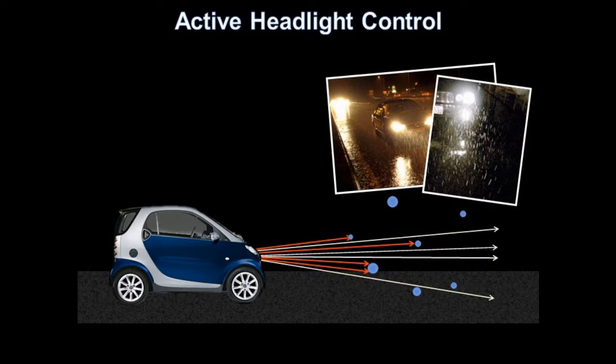However, if we can determine the rays that are illuminating only drops, we can momentarily turn them off. As the drops are moving quickly, each ray will spend only an imperceptible fraction of a second off, giving the driver the impression of headlights that see through rain.